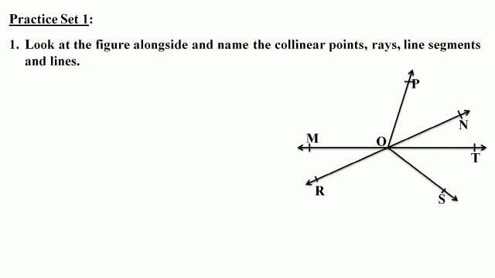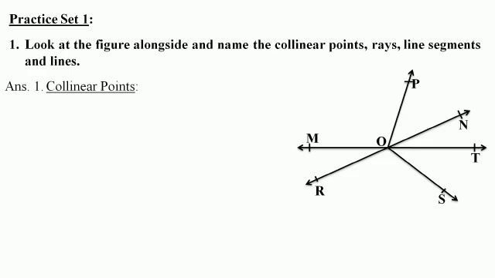Let's try solving a few sums based on the concepts we have learnt so far. Practice set 1, sum number 1. Look at the figure alongside and name the collinear points, rays, line segments and lines. Let's start with the first one, collinear points. Three or more points that lie on the same line are called collinear points.